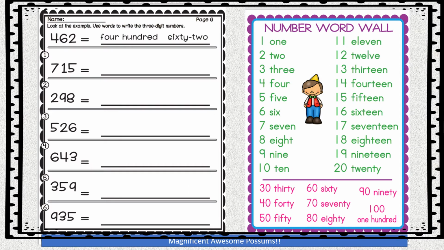On this slide, Awesome Possums, I'm looking at standard numbers, 462, and I'm writing it in word form, 462. Over here is your number word wall. Remember, you have those at your seat.